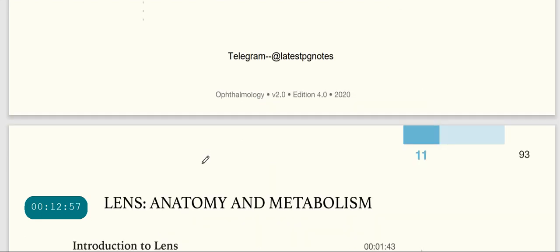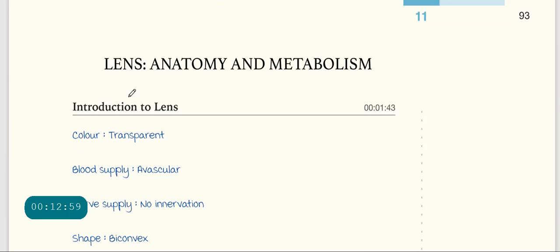Now we'll study in our next lecture about the lens: anatomy, metabolism and dissociation.